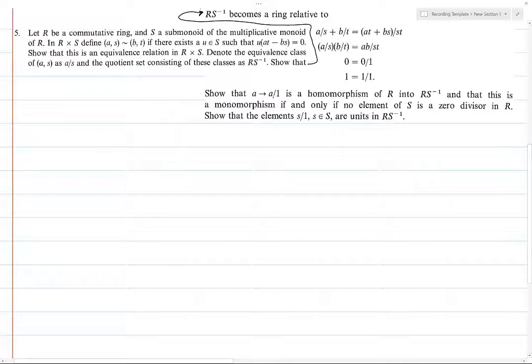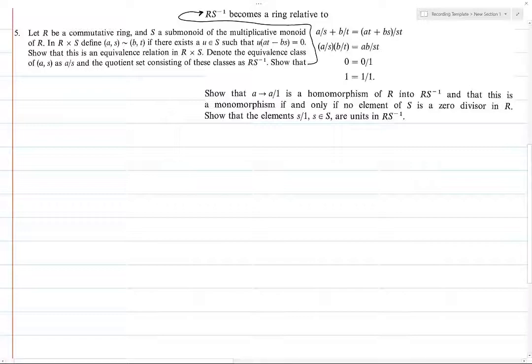This problem talks about, I don't know if this is technically the same thing, but it's basically localization. We could have basically done the entire chapter of creating fields like this, I'm pretty sure. I'm pretty sure this is just a generalization. So anyways, let's get to it.